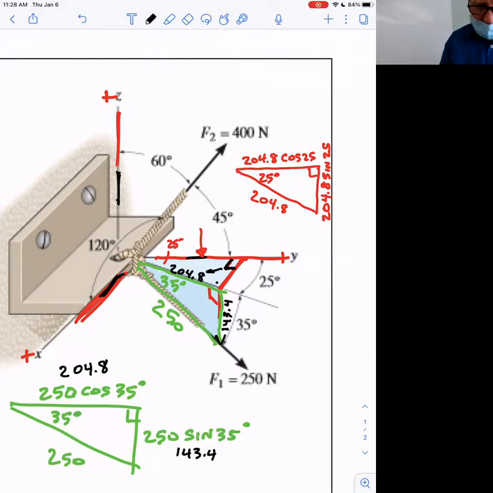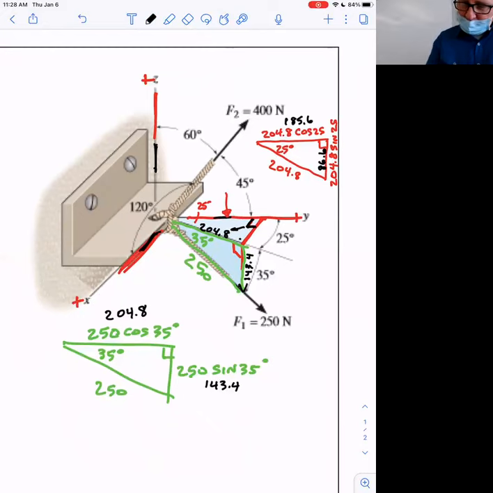So 204.8 times the cosine of 25, I got 185.6. And 204.8 times the sine of 25, I got 86.55, or I'm going to call it 86.6. Remember, everything I'm writing here, I'm going to post after class, so you can strike a balance between writing yourself and paying attention.